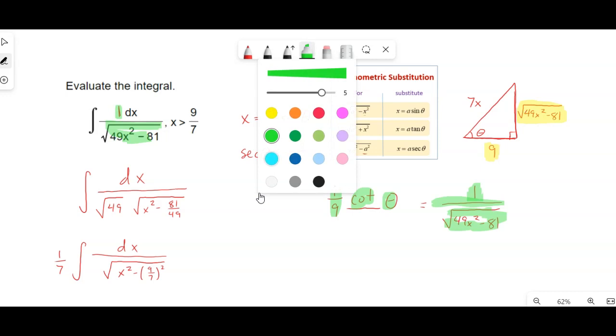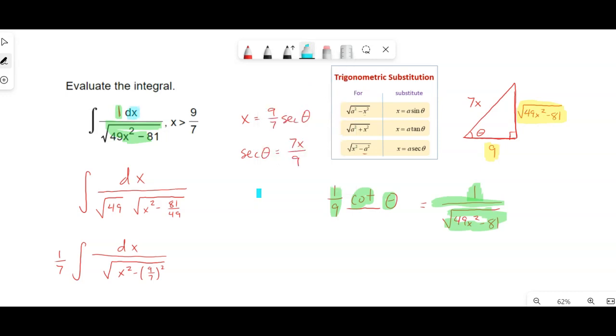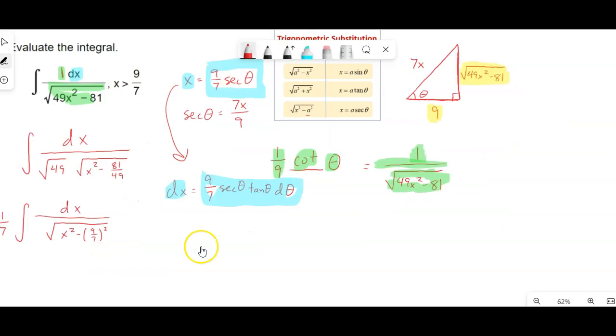The other part of my substitution is what I accidentally filled in before, the dx. This is x, so dx is equal to 9/7. The derivative of secant is secant tangent d theta, so that is what I'm going to replace the dx with. Now I'm going back to the original integral. I did this to set up the substitution, but now I'm making my trig substitution on the original integrand. So the integral of 1 over the square root of 49x squared minus 81 is just 1/9 cotangent theta, and then the dx is 9/7 secant tangent.